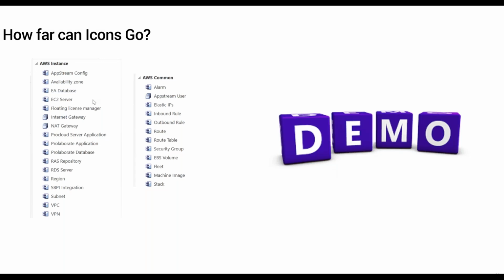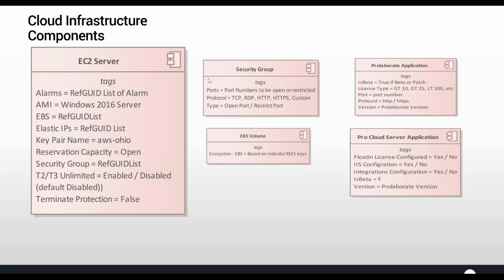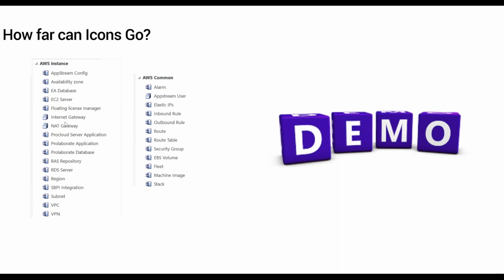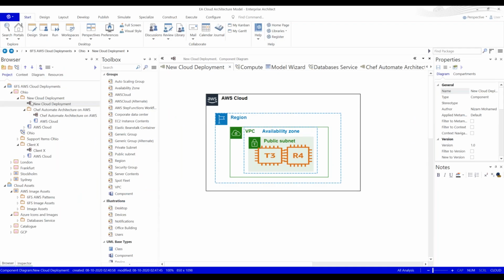Going along those lines, we have created our team-specific MDG, which has all the components that we intend to use in our AWS modeling. Like I said, EC2 server, security groups, volumes, and applications. Each of these has been converted into a proper toolbox item with all the tagged values and stereotypes defined, and this is what we are using in our models. So if I quickly switch back to my EA and show a quick demo, it'll give you an idea of what I'm talking about.